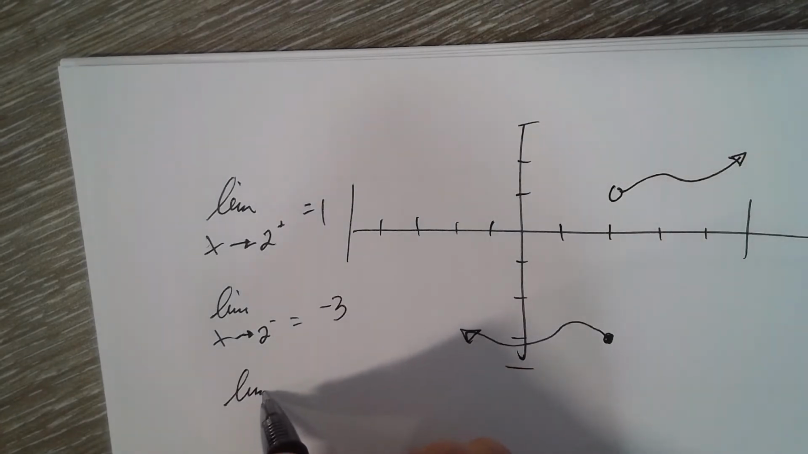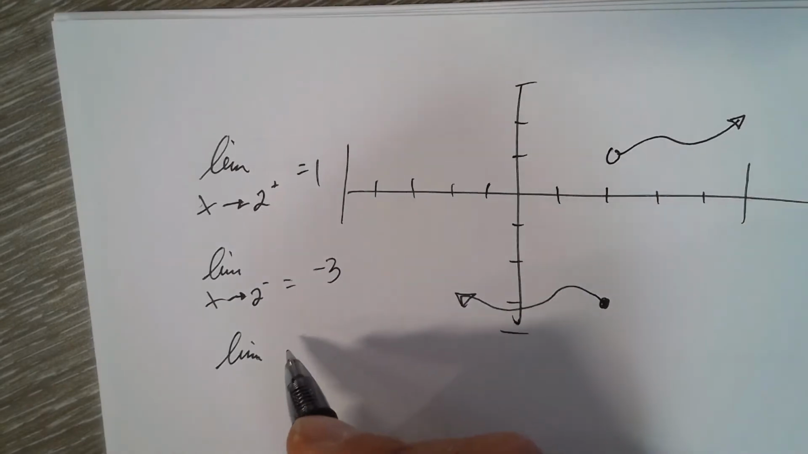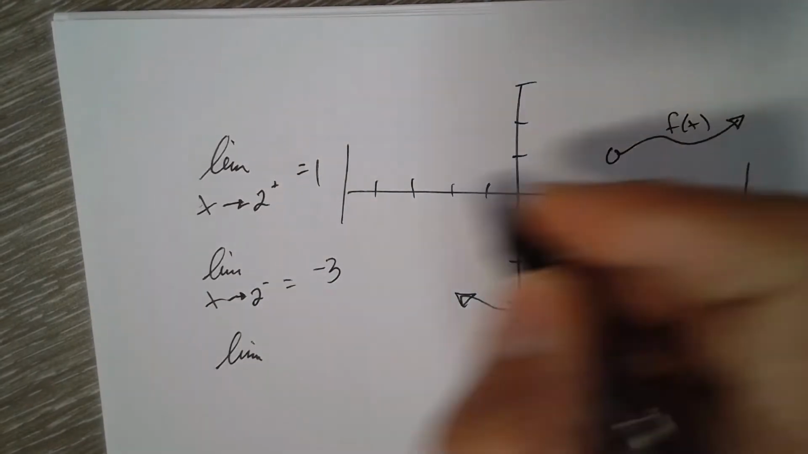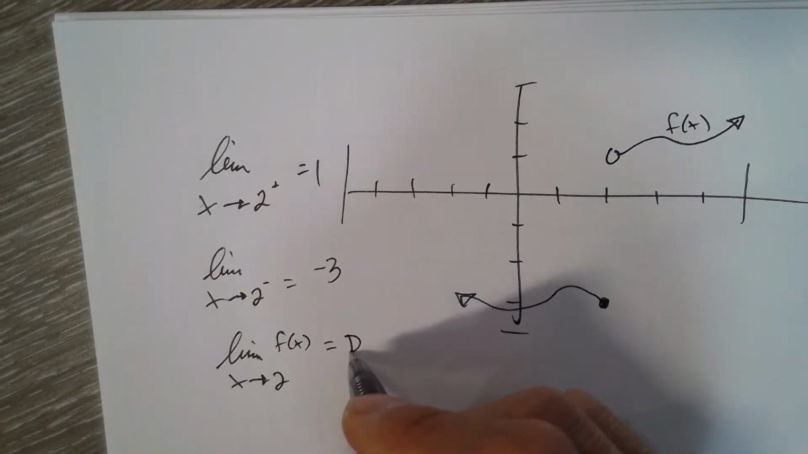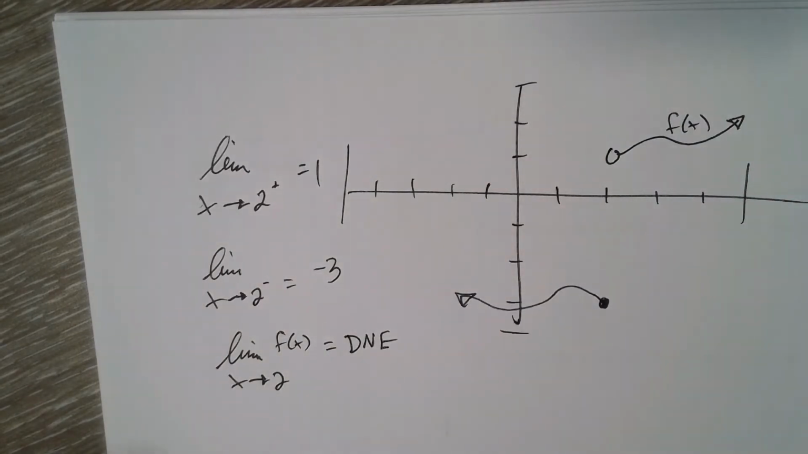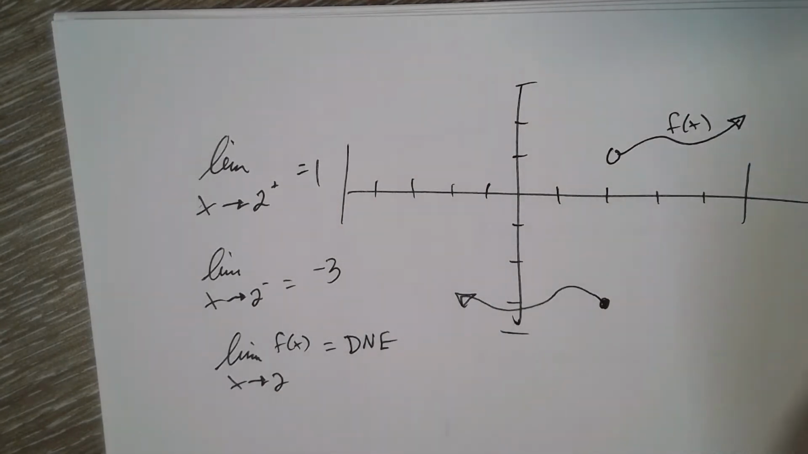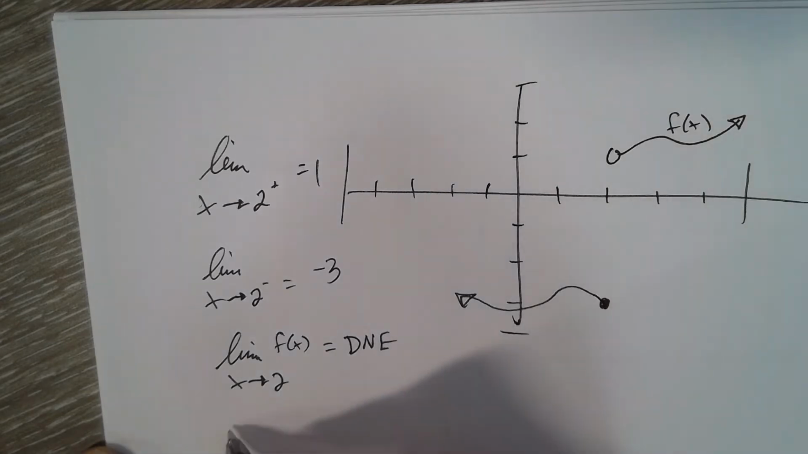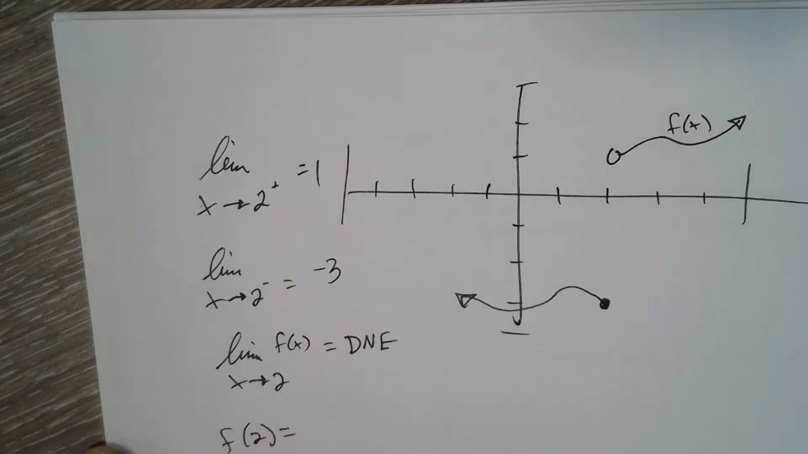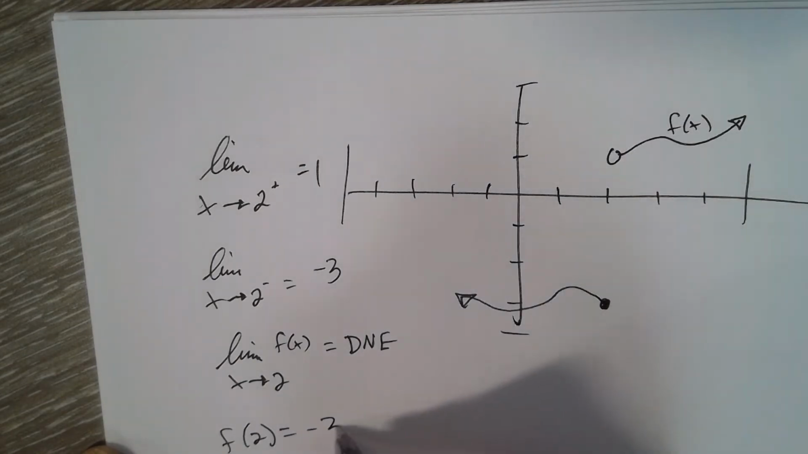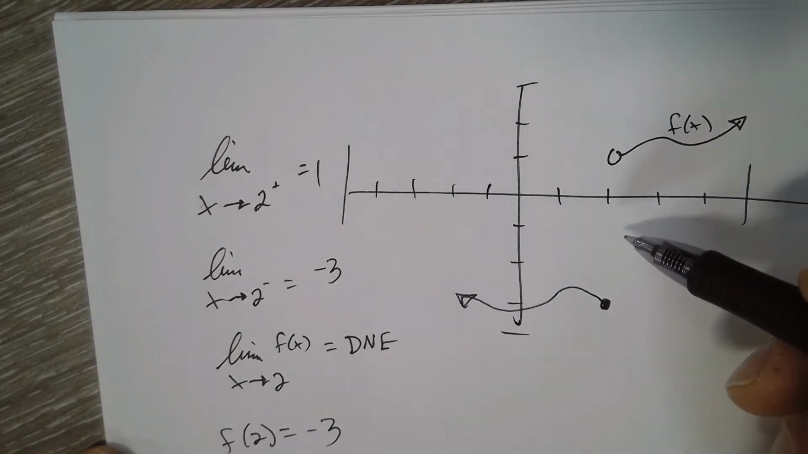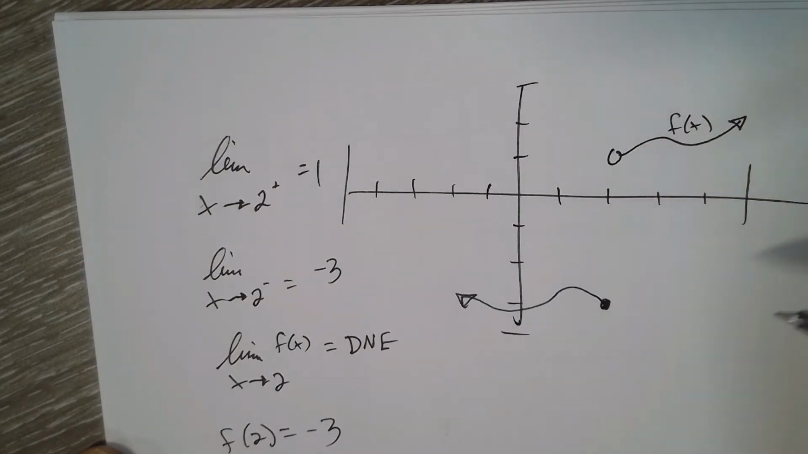If I asked you what is the limit of f of x, we'll call this f of x, as x goes to 2, you'd say does not exist, because the left hand and the right hand limit are not the same, so the limit doesn't exist. What if I asked you what is f of 2? F of 2 would be -3. So even though the function is defined there, the limit doesn't exist because there's a jump discontinuity.